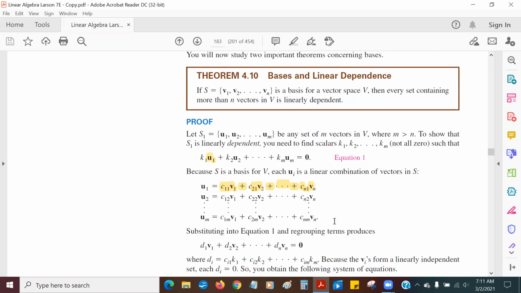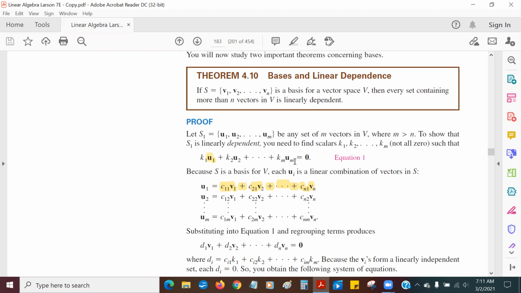And now what we're going to do is substitute all of these. So we have U1 is some whole big expression, and we have a U1 up here. There's a U2 and then a U2 up there. So basically, U1 is this whole thing right here, C11 V1 plus C21 V2 plus up to Cn1 Vn. So this whole yellow bunch of stuff is going to go into that U1 right there. And then this whole expression down here is going to go into the U2 over here. And this whole right side of the equation over here is going to go into the UM.